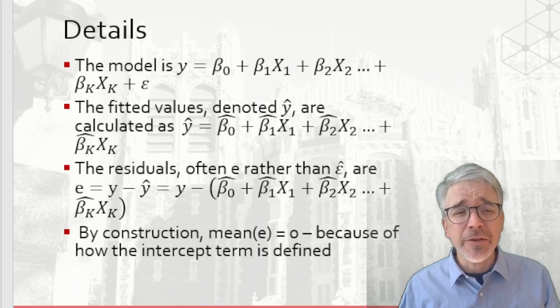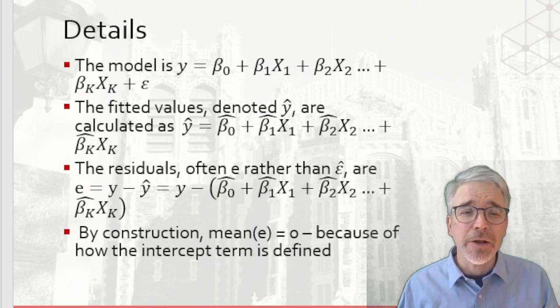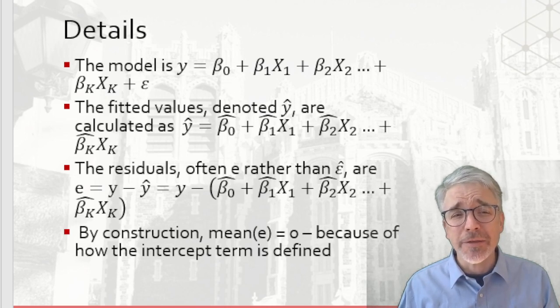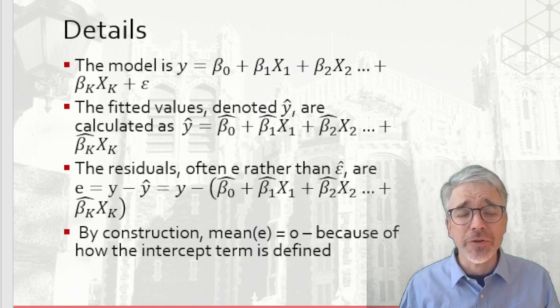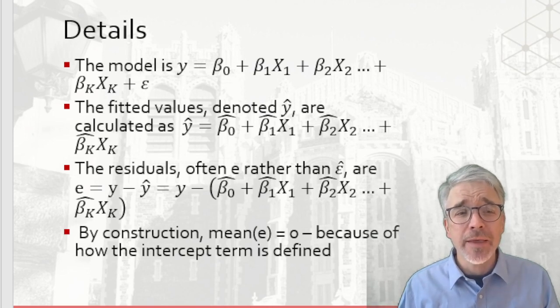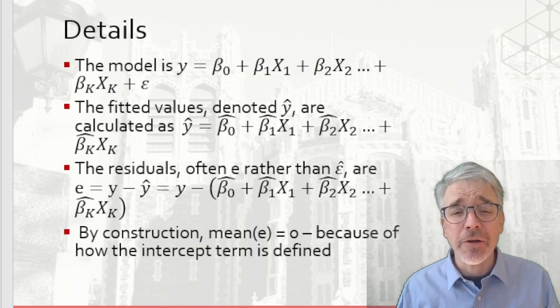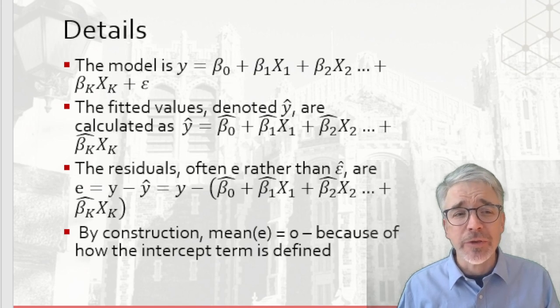Some notation details. The model fits y to be beta naught plus beta 1 x1 plus beta 2 x2, and so forth, plus e, the error. The fitted values are denoted y hat, calculated from the estimated coefficients, each with a hat notation. Beta naught hat, beta 1 hat, etc. The residuals are what's left over. We subtract y minus y hat, where y hat is each estimated coefficient times the x values. As with the univariate case, the mean of the errors is going to be 0, because that's how the intercept term is defined.